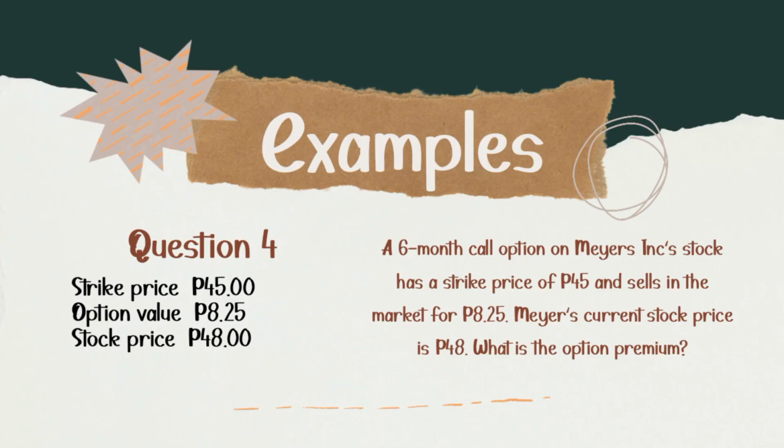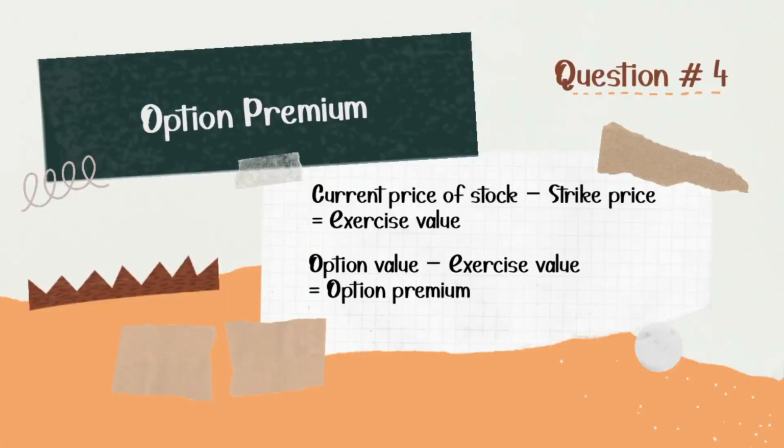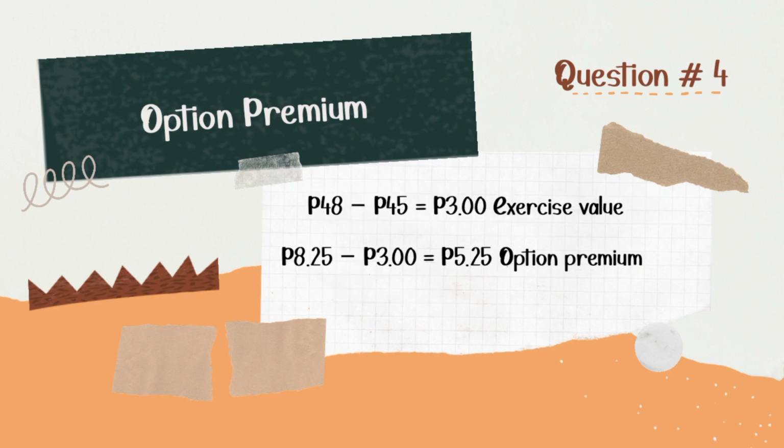And then another example. So we have here the given strike price 45 pesos, option value 8.25 pesos, and stock price is 48 pesos. So this time we have the call option. For a call option, we will use current price of stock minus strike price equals exercise value. Then it's just the same in getting the option premium, option value minus exercise value. Then substitute the values. We will get the 5.25 option premium.